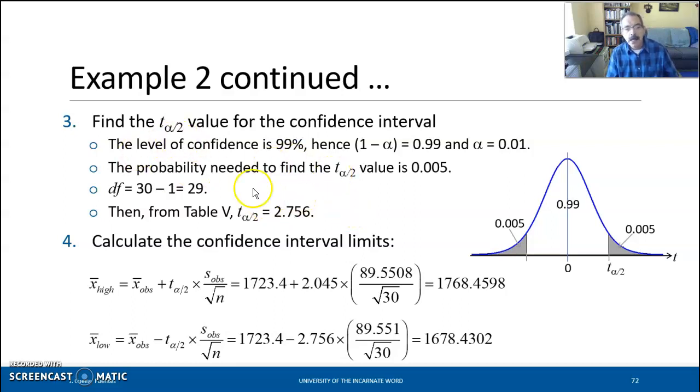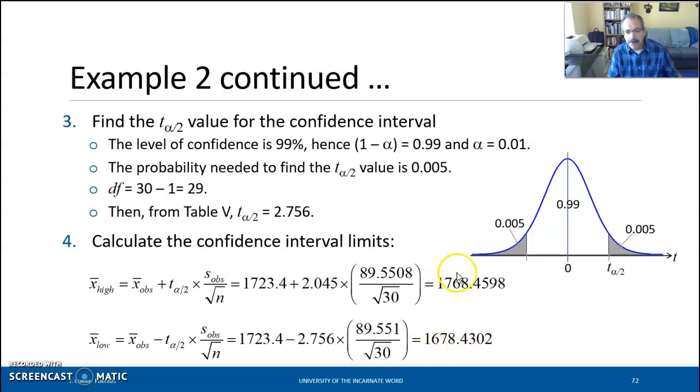All right, so now we know the t-value, we know the mean, the standard deviation, and the sample size. So we replace all those values into the equation. We carry out the calculation, and we find the upper limit of the confidence interval. And then using this equation, we find the lower limit of the confidence interval.